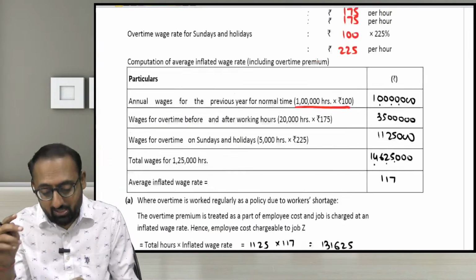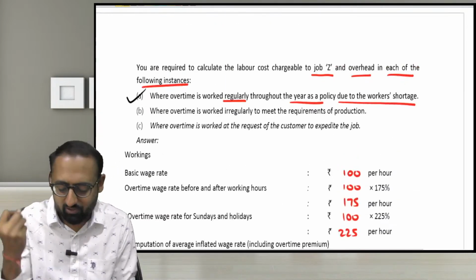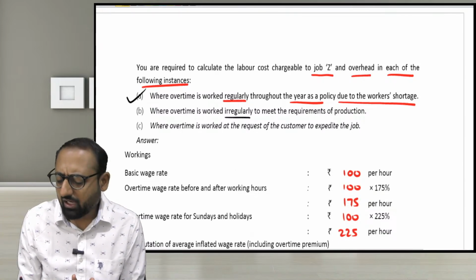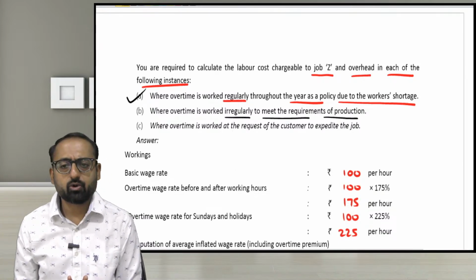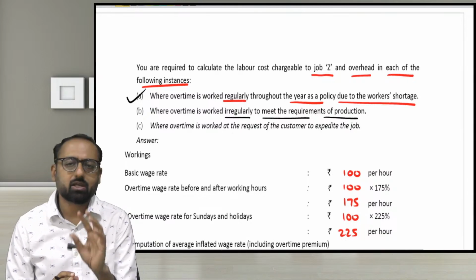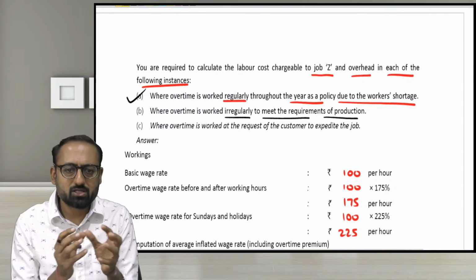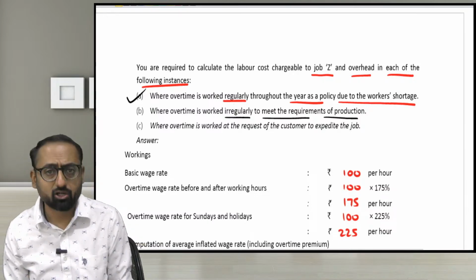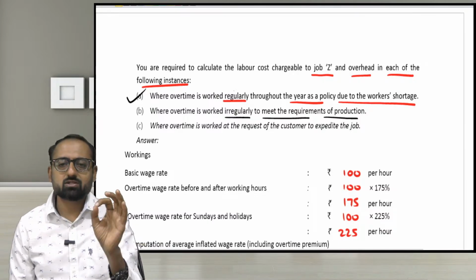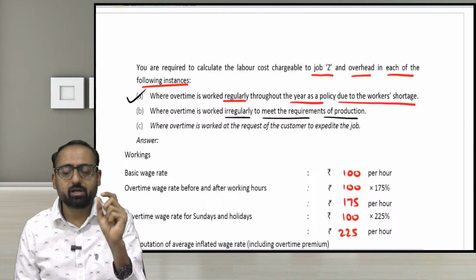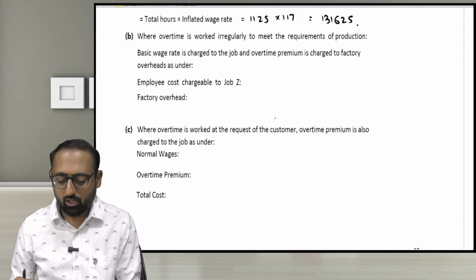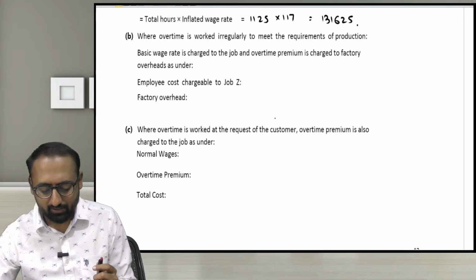Now let's see the second situation, guys. First situation is completed. If overtime is worked irregularly to meet the requirement of production, as I told you, you are working overtime because there is a shortfall in production. Irregularly, you are working the overtime. In such a situation, the overtime premium will be transferred to the overhead account.